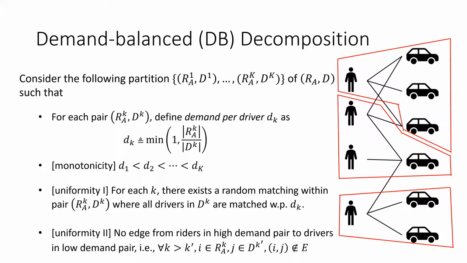And now we can consider another partition, which partitions the graph into 3 pairs. And once again, we can compute the demand of each pair. And it turns out that this partition also does not satisfy our requirement because it violates uniformity 2. Because you can observe that there is an edge from the rider in pair 3, which has demand equal to 1, to a driver in pair 1, which has the demand of 1/3.